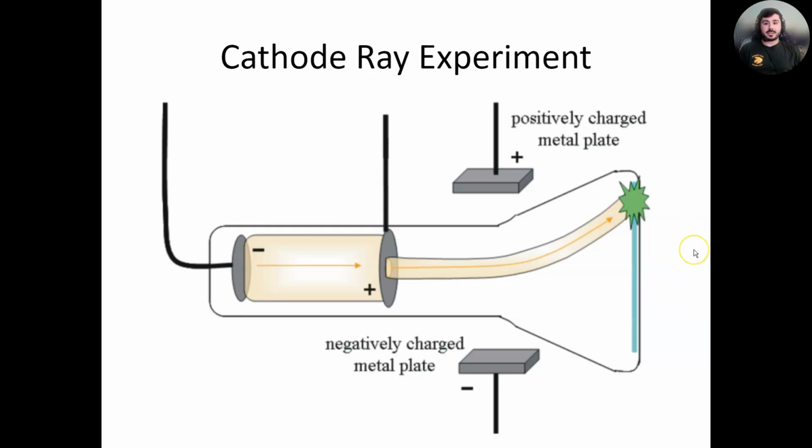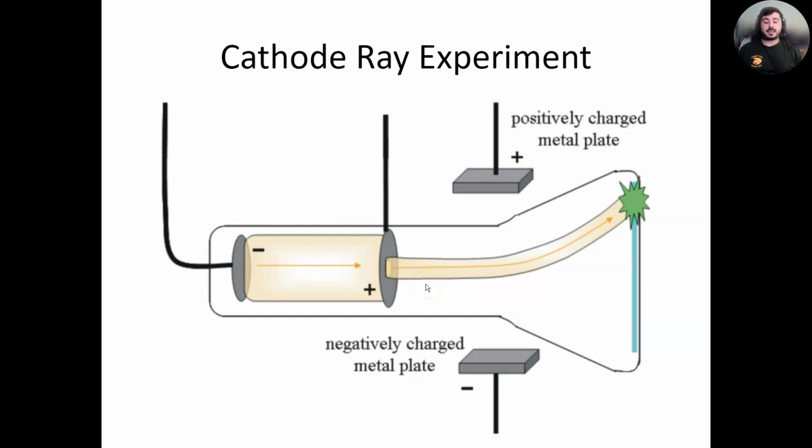Now, this right here is the cathode ray experiment. Essentially, what he did was he put two metal plates, one with a positive sign and one with a negative sign on the bottom here, and he shot a ray of light through and in between those two plates. You can think of them as magnets in a way, right? Electrons that are negatively charged are going to be attracted to the positively charged plate.